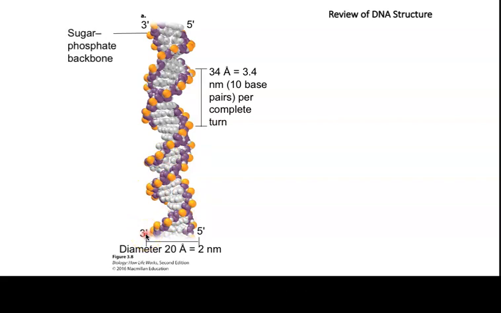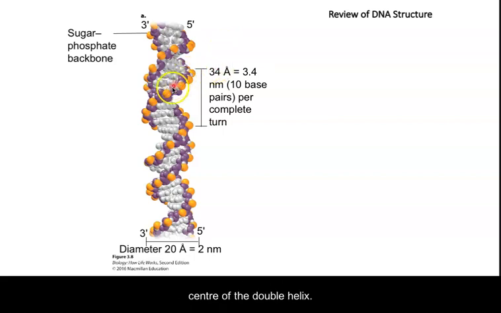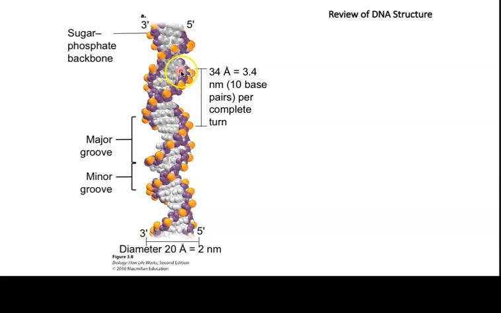So the purine base in one strand pairs with the pyrimidine base in the other strand, and the backbone of DNA is composed of these alternating sugar and phosphate molecules. And the bases project into the center of the double helix.